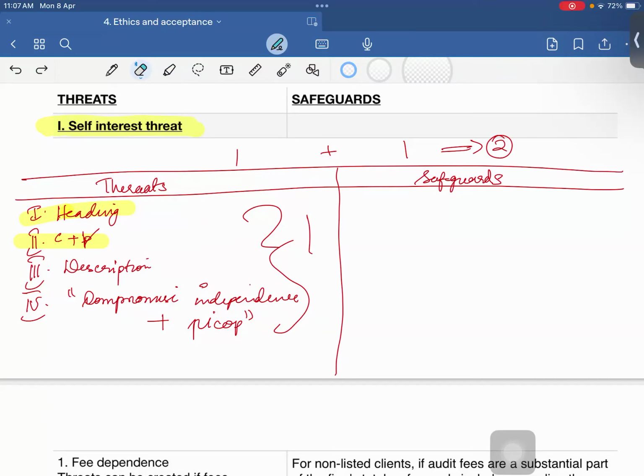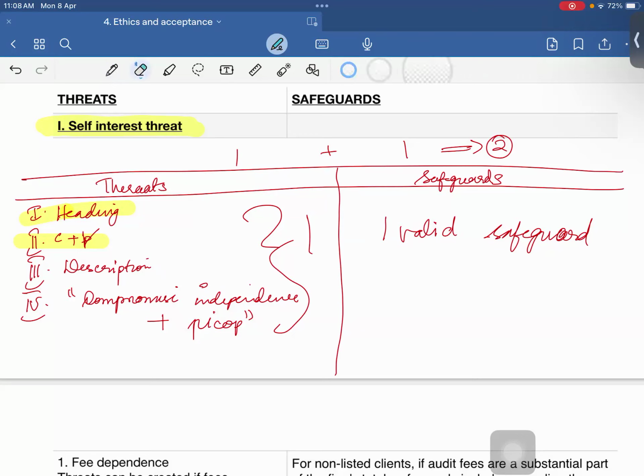In the safeguard, for one valid safeguard, you're going to get 1 mark. So when you give one mitigation measure, you're going to be credited for 1 mark. So total 2 marks. Take a screenshot and keep it there.